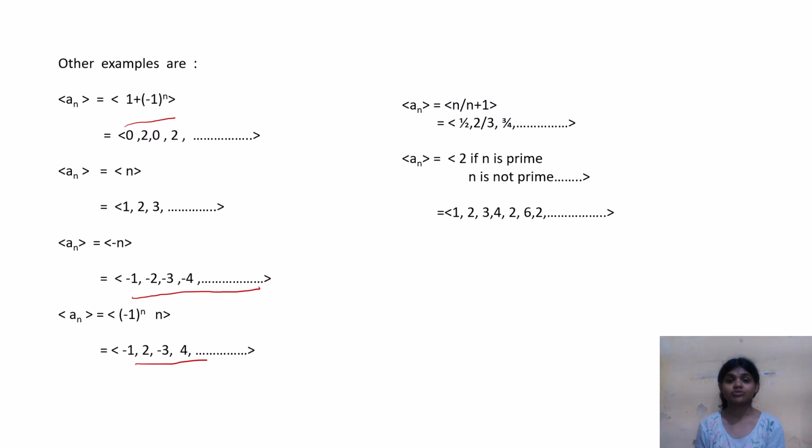Sequence of an is equal to n upon n plus 1, which is 1 by 2, 2 by 3, 3 by 4 and so on. Sequence of an is equal to 2 if n is prime and n if n is not prime, which is 1, 2, 2, 4, 2, 6, 2 and so on. We will put 2 if the number is prime and the number itself if the number is not prime.